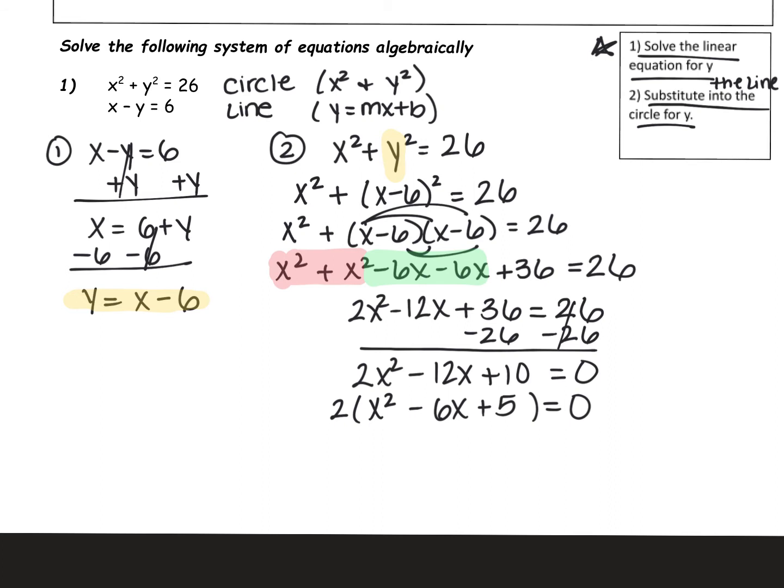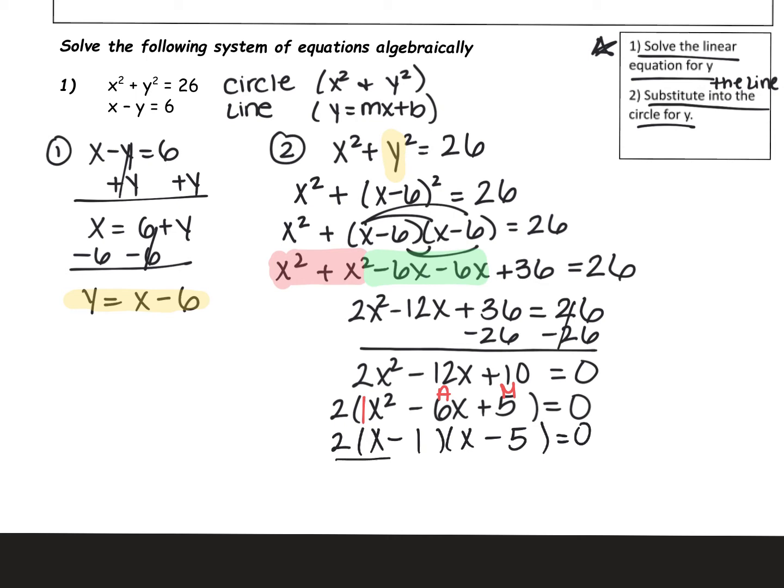And now I can use add multiply because my leading coefficient is 1. So we need numbers that add to negative 6 and multiply to 5. So just for purposes of time, I'll tell you what the factors are. It should be (x minus 1) and (x minus 5).